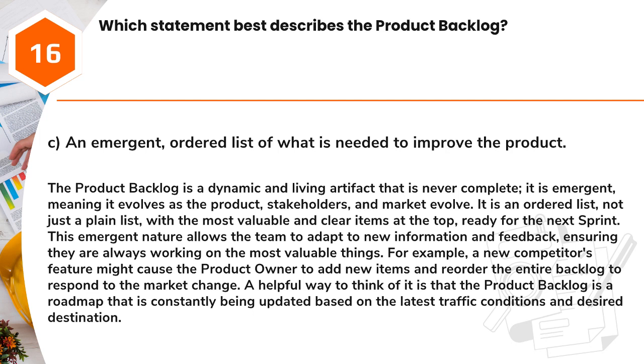The product backlog is a dynamic and living artifact that is never complete. It is emergent, meaning it evolves as the product, stakeholders, and market evolve. It is an ordered list, not just a plain list, with the most valuable and clear items at the top, ready for the next sprint. This emergent nature allows the team to adapt to new information and feedback, ensuring they are always working on the most valuable things. For example, a new competitor's feature might cause the product owner to add new items and reorder the entire backlog to respond to the market change. A helpful way to think of it is that the product backlog is a roadmap that is constantly being updated based on the latest traffic conditions and desired destination.